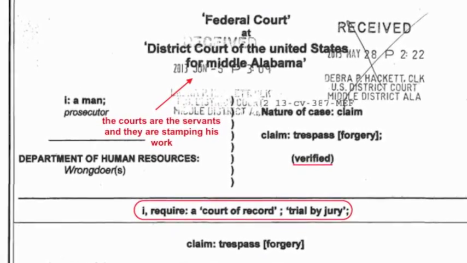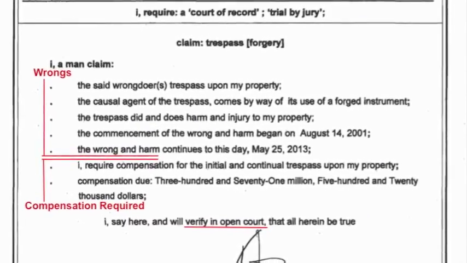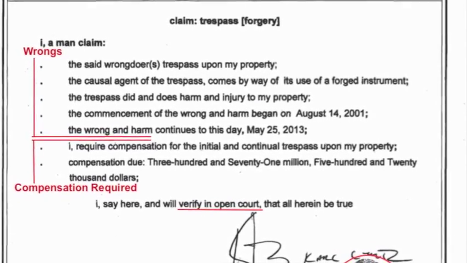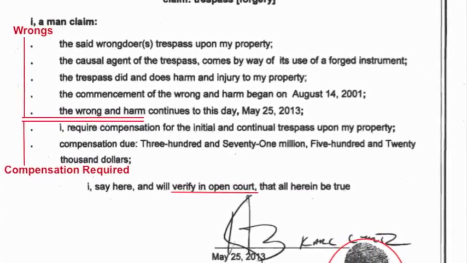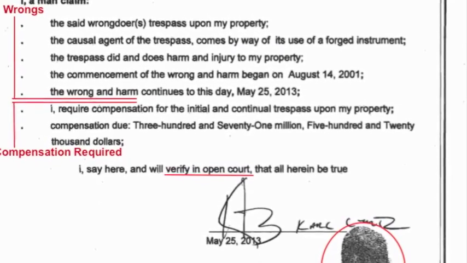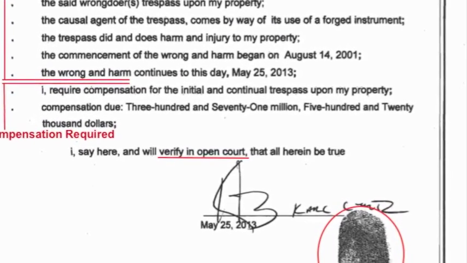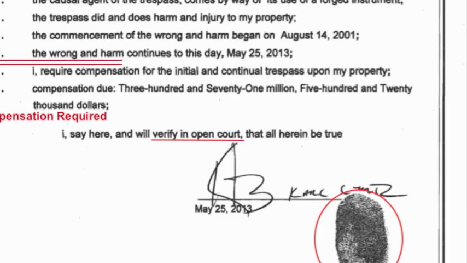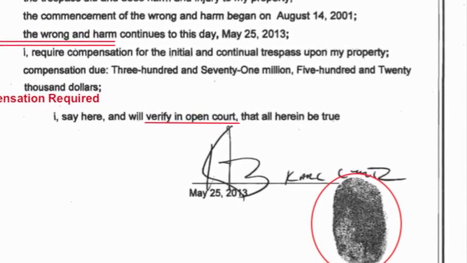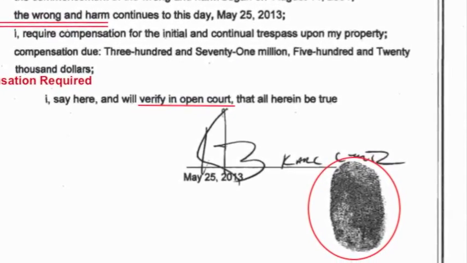In the body of the brief, he illustrates the wrongs that the Department of Human Resources put him through and the compensation he requires. He gives his word to this by the verified oath in open court and signs the document. He uses his thumbprint as his court seal. Personally, I love that idea.